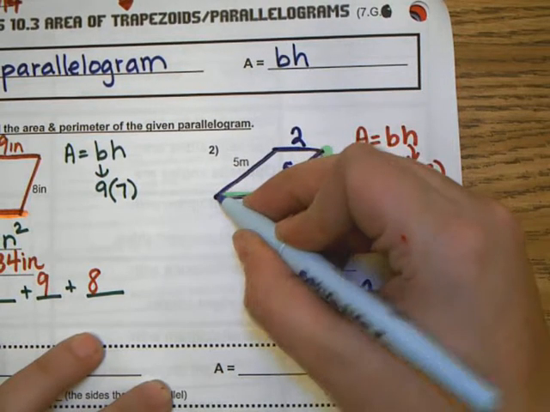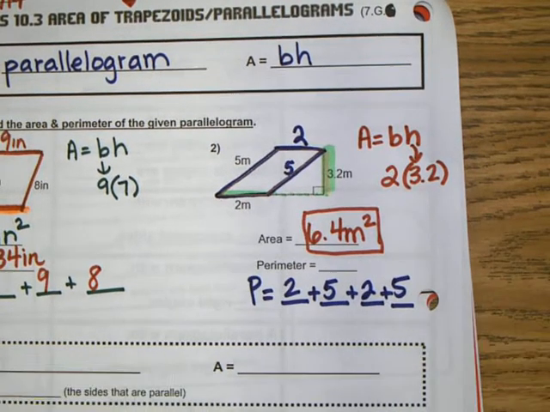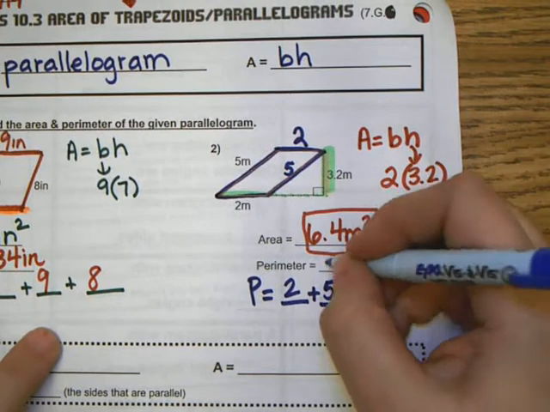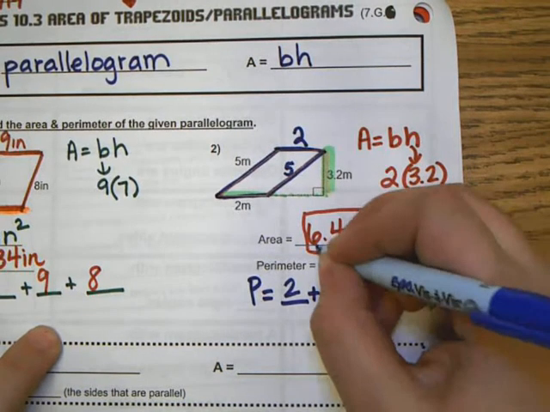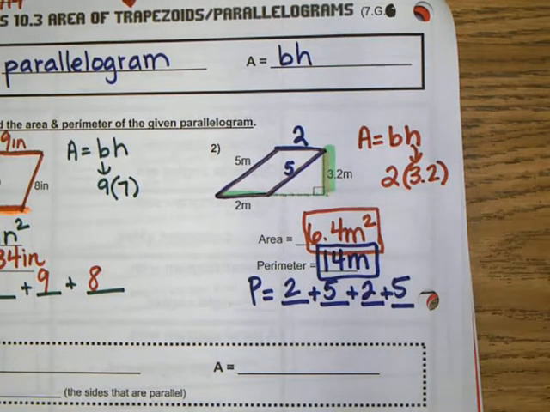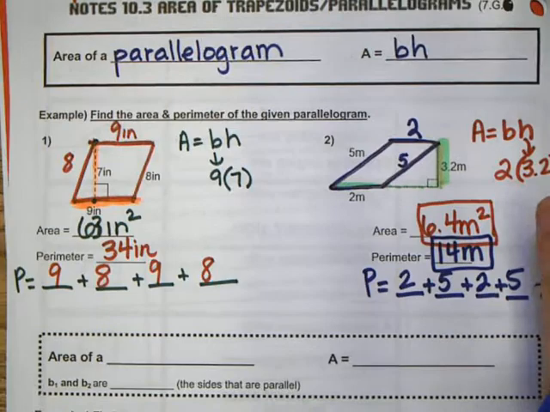And then I'm going to go across here, so if that's 2, then this is 2. And then I'm going to go down here, and that's another 5. So that gives us a perimeter of 14 meters.